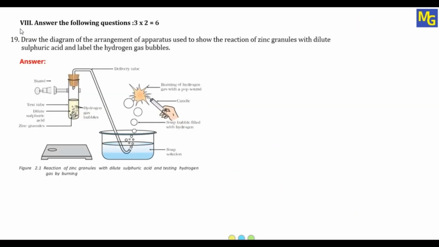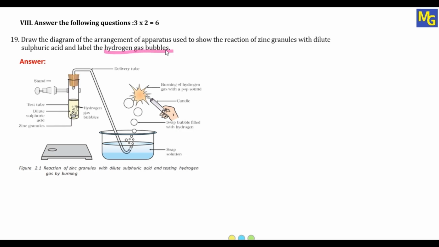Now the question number 8, that is, answer the following questions. Here again the number of questions is 3, but each question carries 2 marks. Therefore the total marks we are going to get from this section is 6. Question number 19. Draw the diagram of the arrangement of apparatus used to show the reaction of zinc granules with dilute sulfuric acid and label hydrogen gas bubbles.